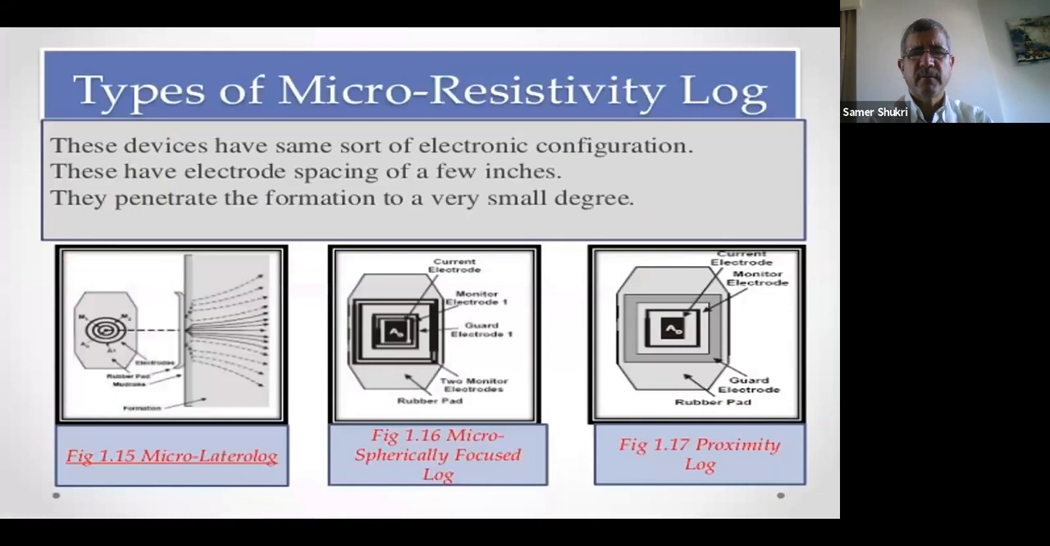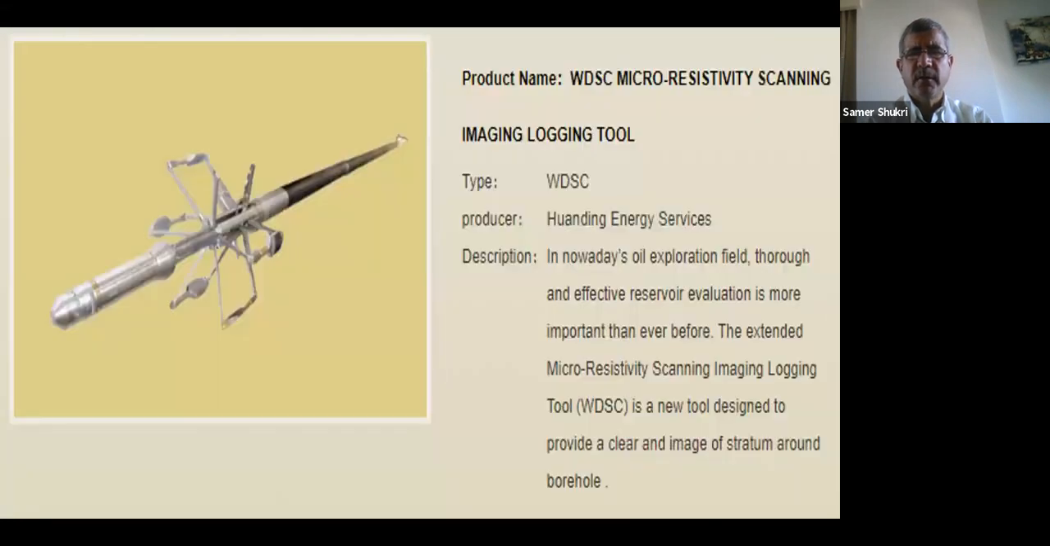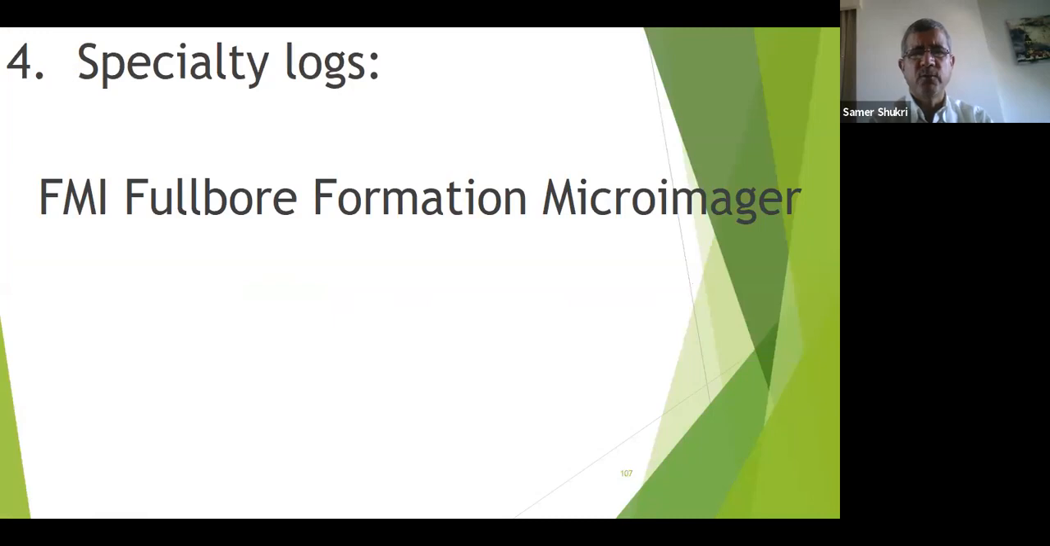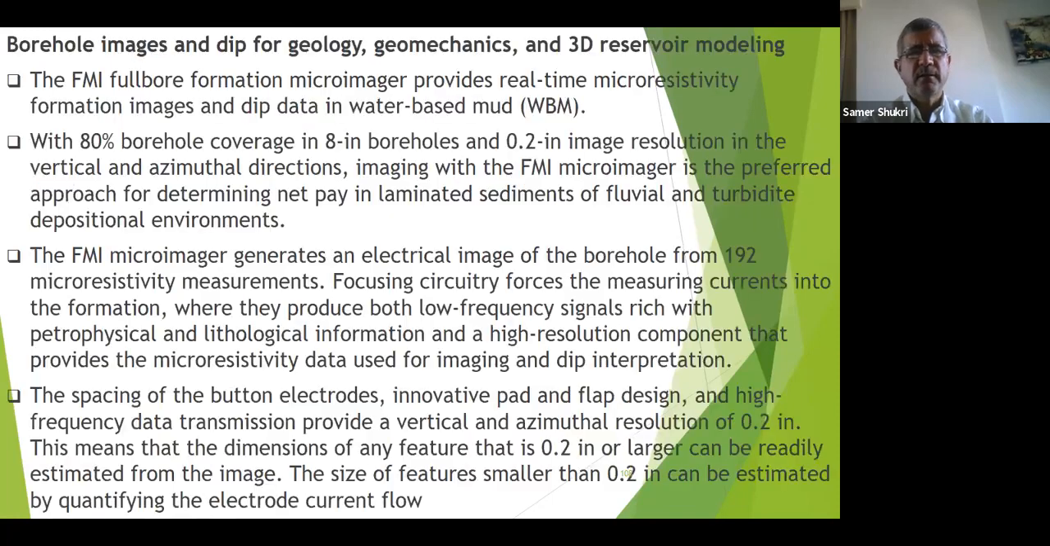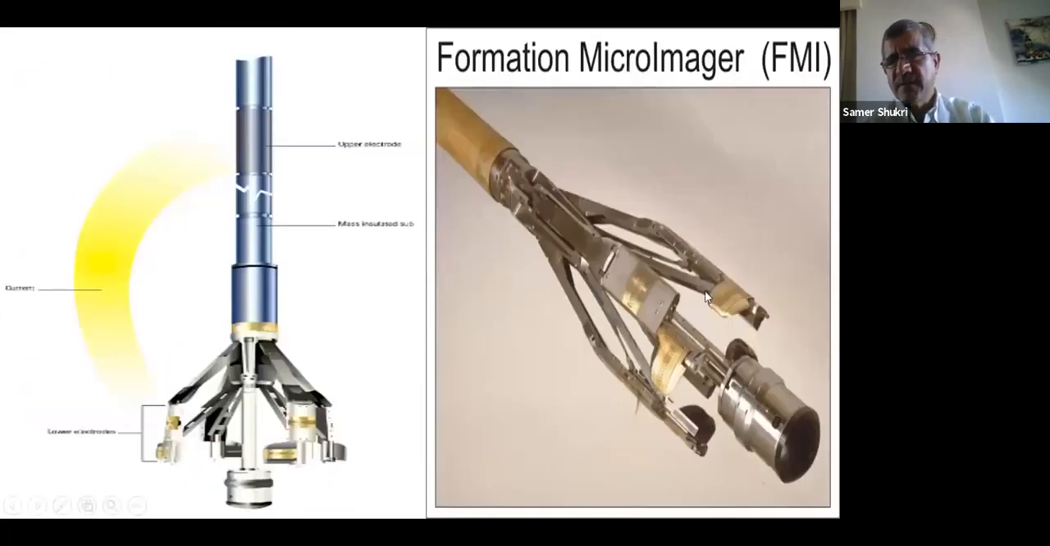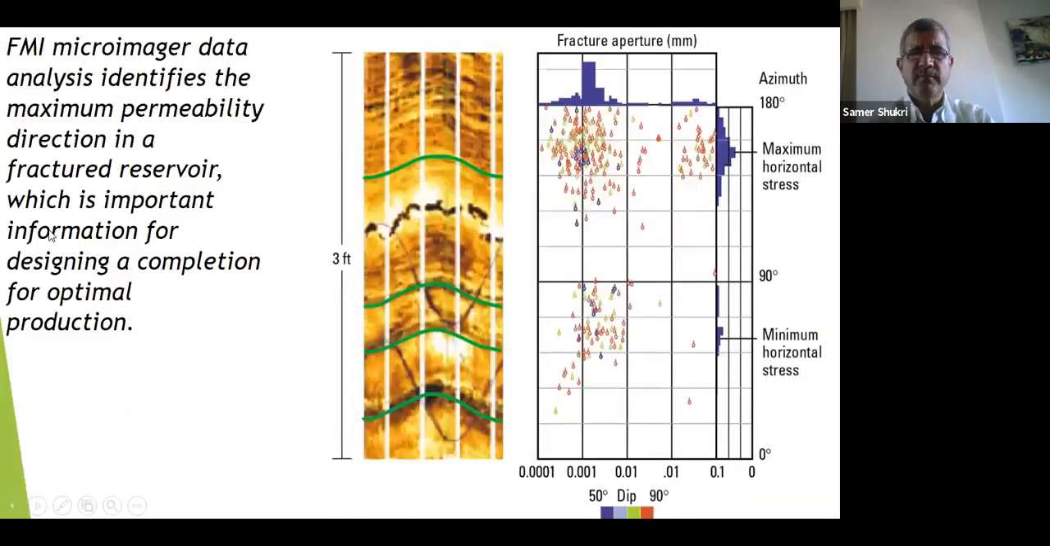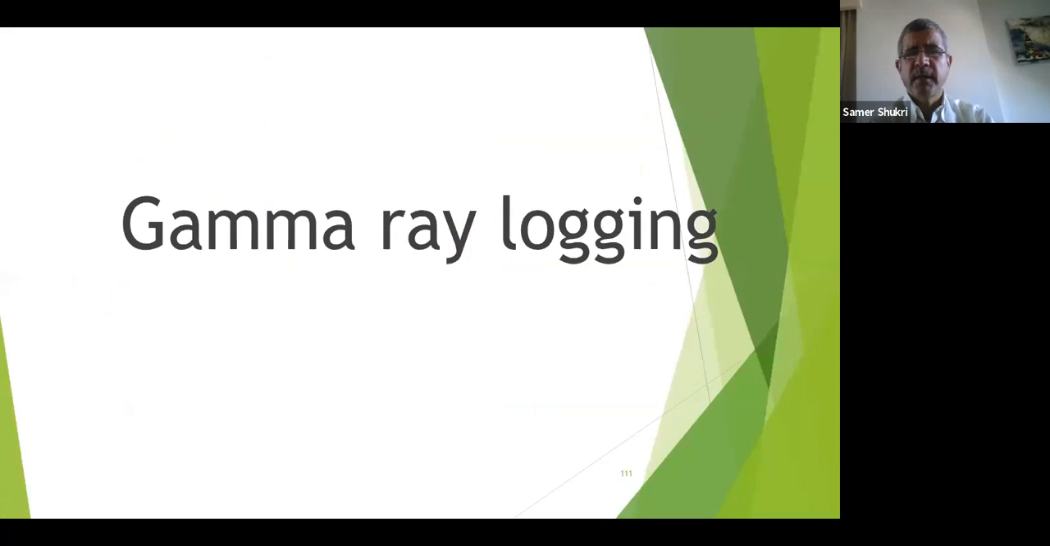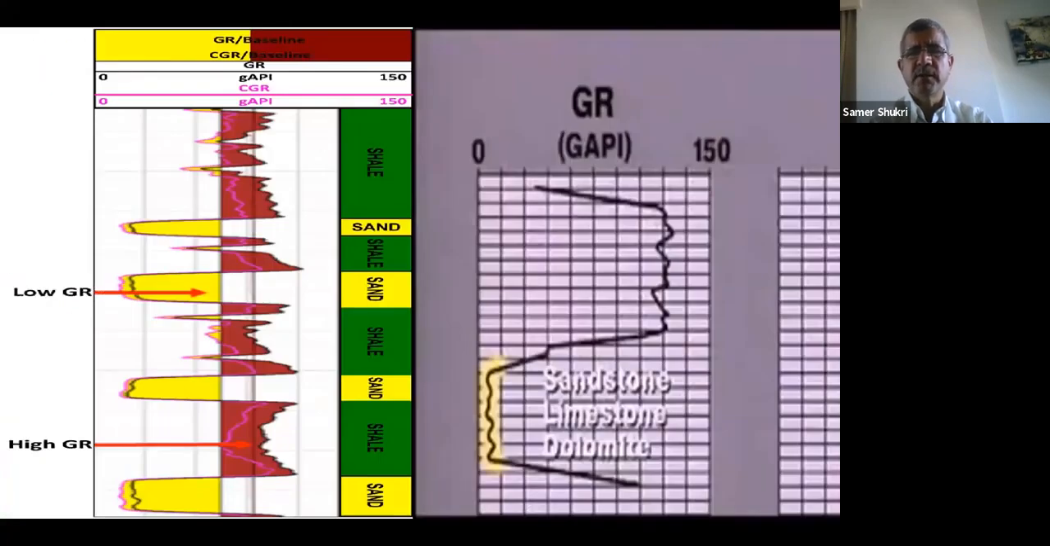Micro resistivity. So I think the time is passing. We need to spend more time on them. This is specialty logs, FMI, full bore formation micro imager. Also, you see, every day there is a new invention that is introduced to our industry. So formation micro imager, FMI, this is a famous tool that can be run. You see it, FMI.